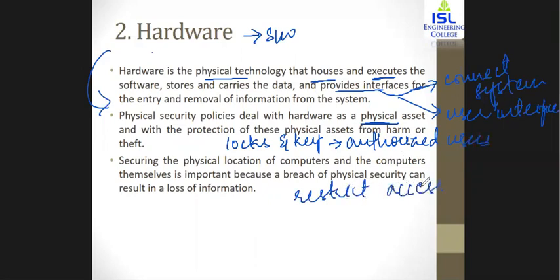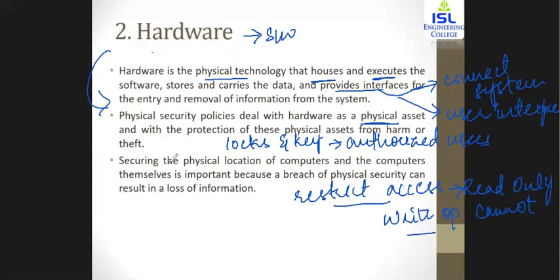Now restricting access means, suppose there is some confidential file, and other people that are working on this particular project have access to the file, but that access is read only. That is, they can only read that information. They cannot perform any write operation. So that is restricting access. People that have write access can update, delete, or perform any types of tasks.